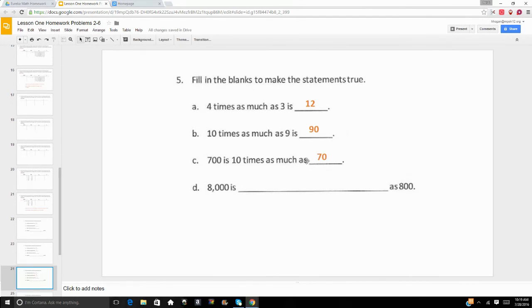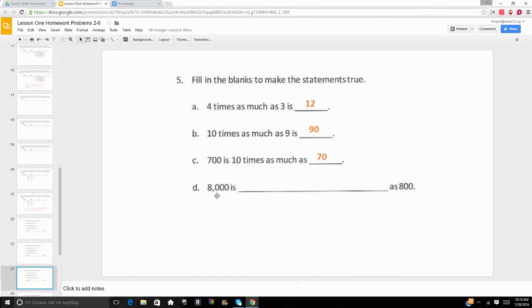700 is 10 times as much as. So we're going backwards. So 700 is 10 times as much as, what's the place next to 100? The tens place. So 70. So we're going backwards from the hundreds place to the tens place. When we move 10 times as much, we move from the ones place to the tens place.